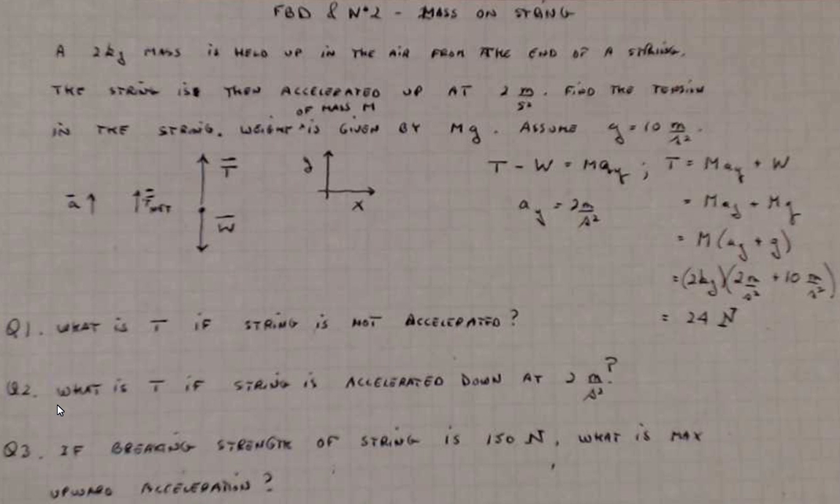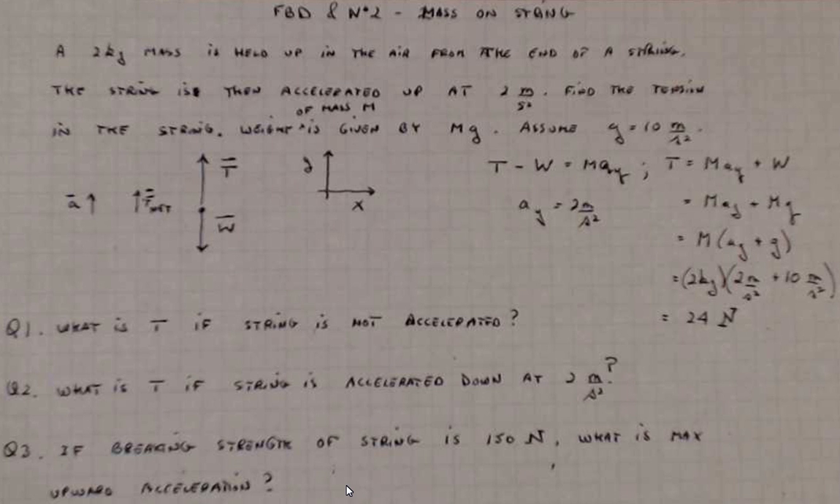Question number 2. What is the tension in the string if it is accelerated down at 2 meters per second squared? And the original problem posed was the string accelerating up at 2 meters per second squared.